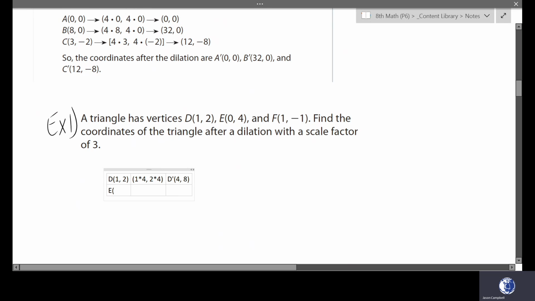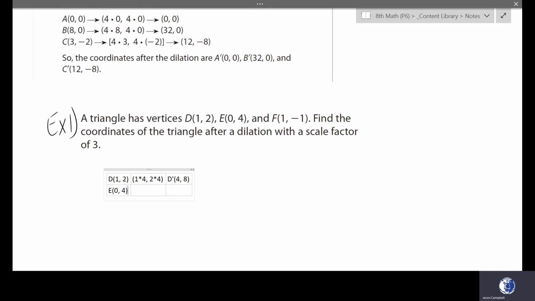So for point E at 0, 4, we can do 0 multiplied by 4 and then 4 multiplied by 4. When we do that, we get E prime, which is located at 0, 16. And point F at 1, negative 1 can be dilated. 1 multiplied by 4, negative 1 multiplied by 4. So the new points for F prime are 4, negative 4.